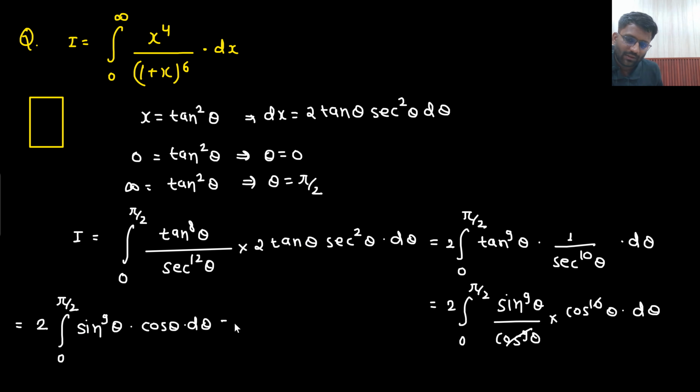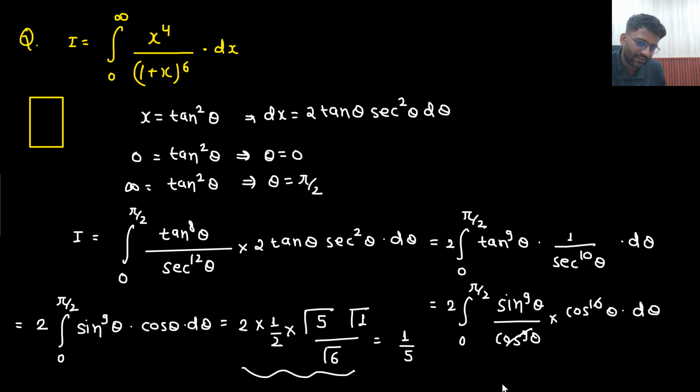That is coming out to be 2 is already outside. 1 by 2 I will not forget. Multiply with m plus 1 by 2, that will become 9 plus 1 by 2, divided, multiply with n plus 1 by 2 divided by m plus n. So this will become 4 factorial, this will become 5 factorial. So divided by 5 will be left. So the answer will be 1 by 5. The answer will come out to be 1 by 5.